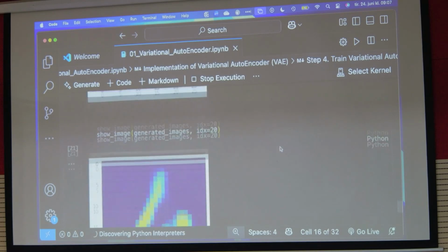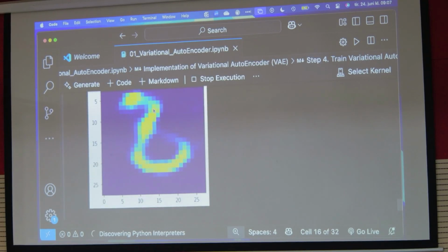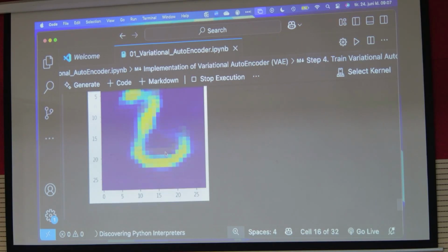Good. Similar kinds of problems can be seen here, right? Now this should have been an 8. It almost looks like a 2, right?